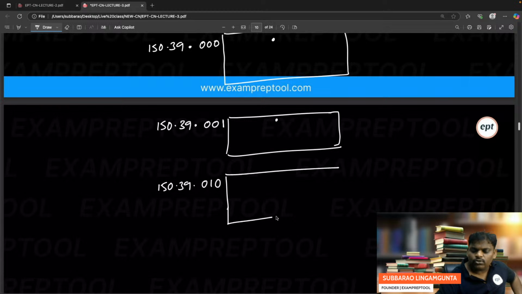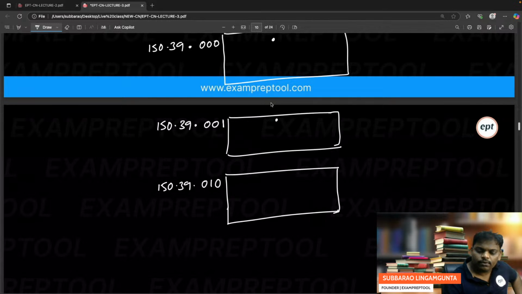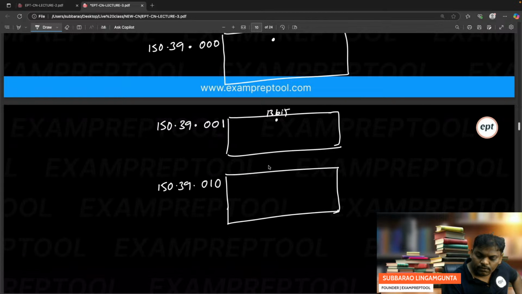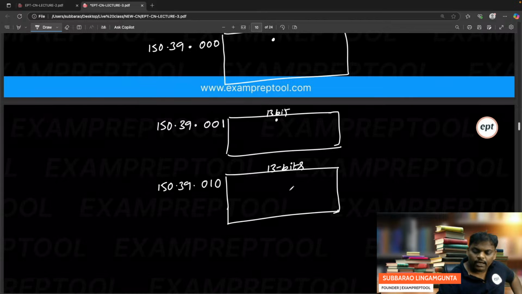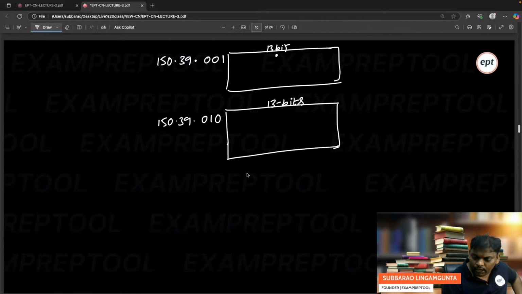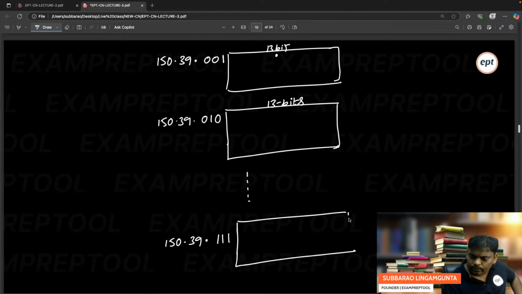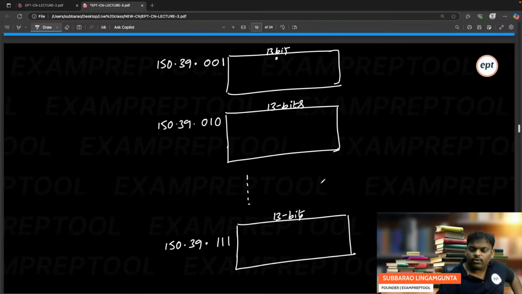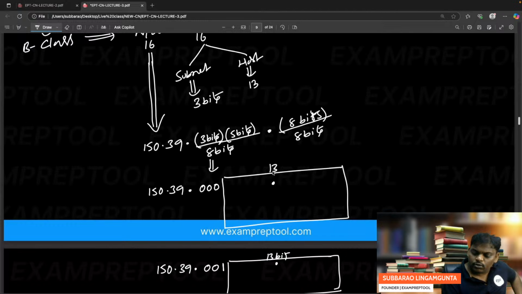This box is host. Host means 13 bits. Be careful, host is 13 bits. It will continue like this. If you see the last one, 150.39, the last one is 111, with the remaining 13 bits. So 13 bits for host purpose. Try to understand, 13 bits for host purpose.